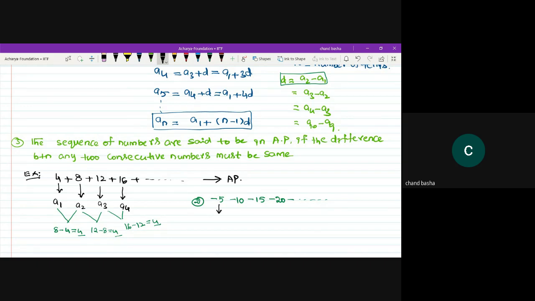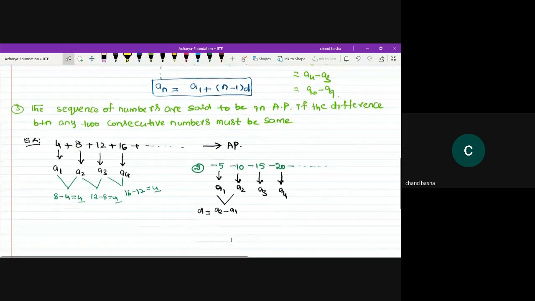Let us see here. This is A1, the first term. This is A2, the second term. This is A3, the third term. This is A4, the fourth term. If I am finding the difference of these two, what is the common difference formula? A2 minus A1, correct? A2 value is how much? Minus 10 minus of minus 5, this is equal to minus 10 plus 5. Minus 10 plus 5 value is minus 5.